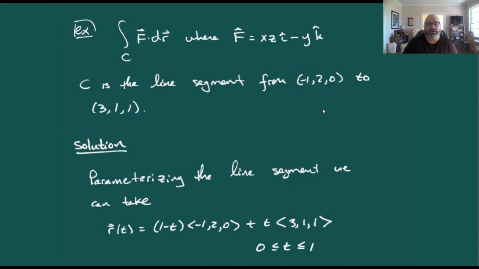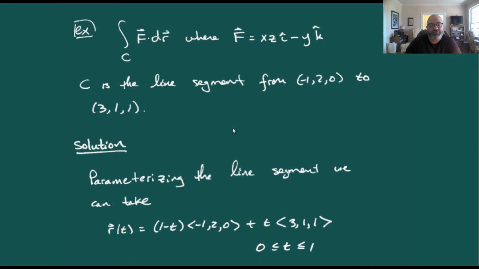So now let's compute an example of what that might look like. If we do f dot dr, where f is a vector field of the form x times z in the i direction and minus y in the k direction, the curve we're going to use is the line segment that starts from (-1, 2, 0) and goes to the point (3, 1, 1).